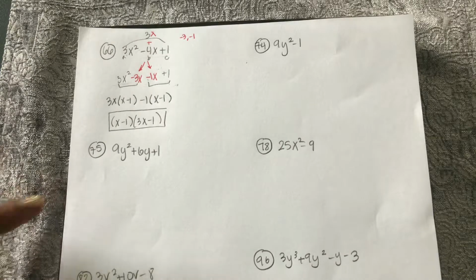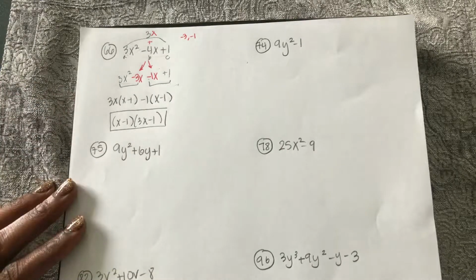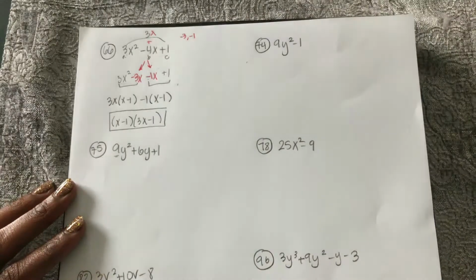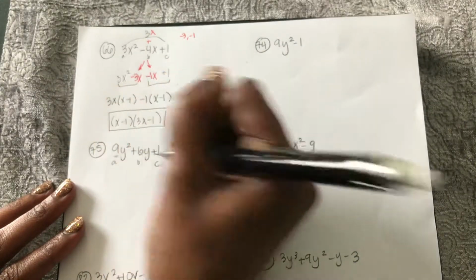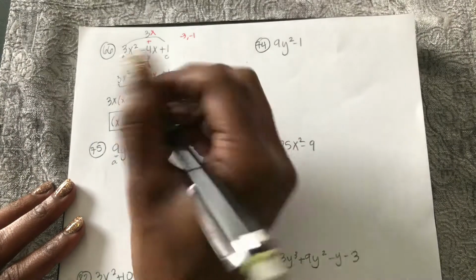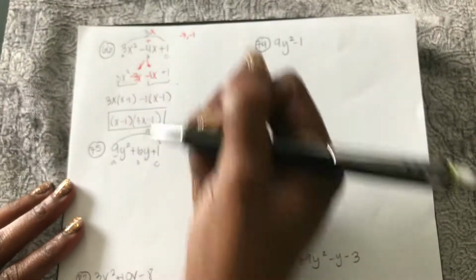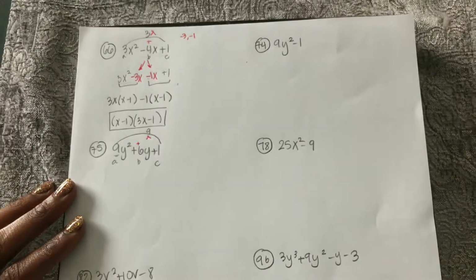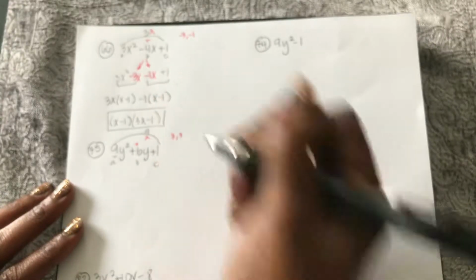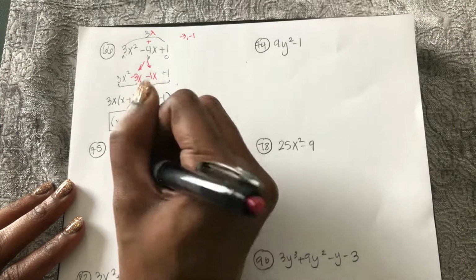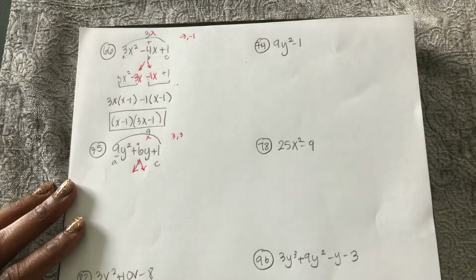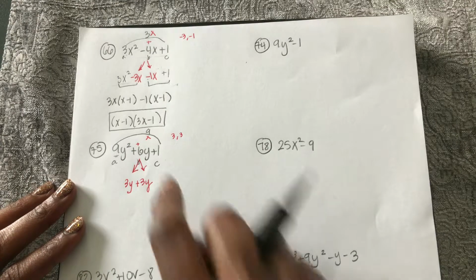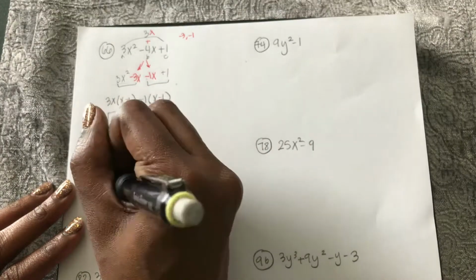I'm going to do 75 next because it's very similar to 66. Once again, we have a trinomial. There is no GCF. My leading coefficient is not 1, so I'm going to do A times C, split my B. So 9 multiplied by 1 is 9. What two numbers multiply to make 9 but add to make 6? Those numbers are 3 and 3. So now that means I'm going to split my middle term up to be 3y plus 3y, which is still 6y. I'm going to bring down my last term, bring down my first term.